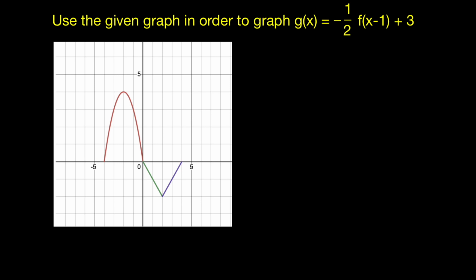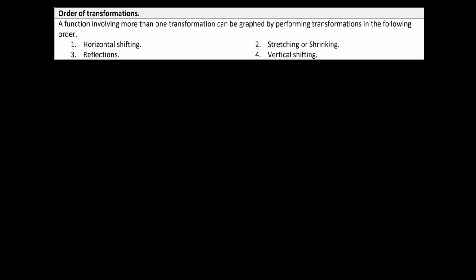Use the given graph in order to graph g of x, which is equal to negative 1/2 f of x minus 1 plus 3. Whenever we have a function and it has a lot of shifts, we tend to follow a specific order. And this order goes like this. First, we're going to shift horizontally. After that, we're going to stretch or shrink. Then we're going to reflect. And at the end, we're going to do the vertical shift.